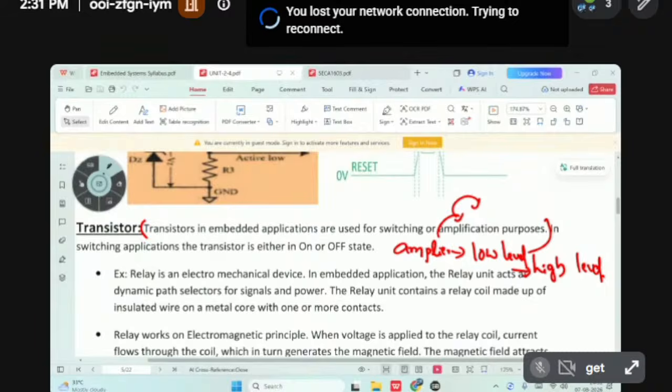So transistors in embedded applications are used for switching or amplification purpose. In a switching application, the transistor is either 0 or 1, means it may be in the on or off position. Whenever on, it will be 1, off, it will be 0.